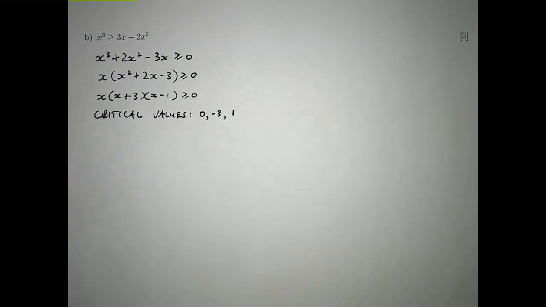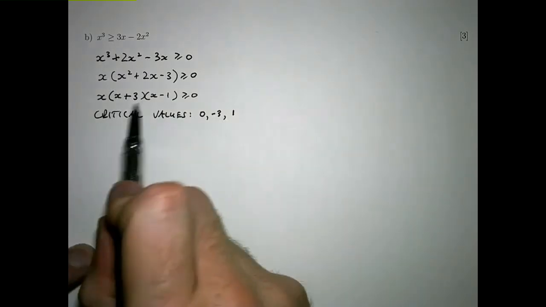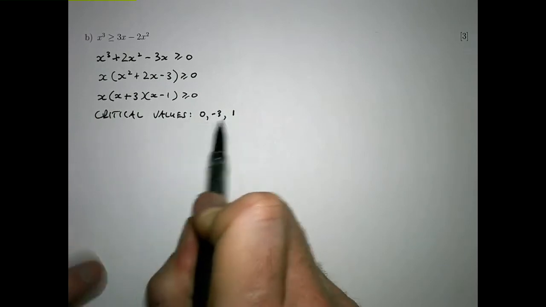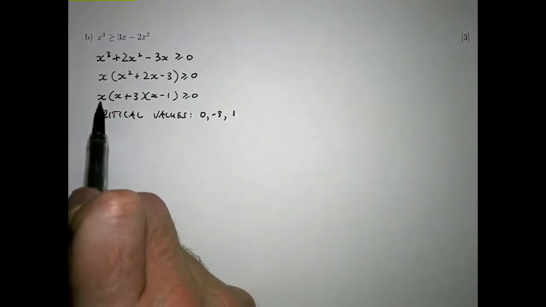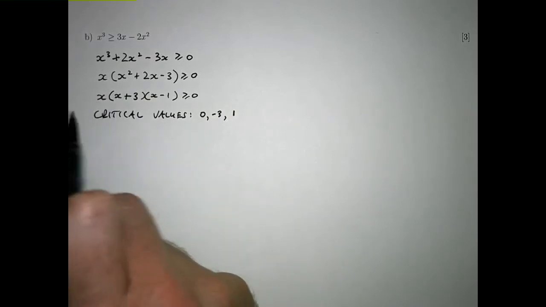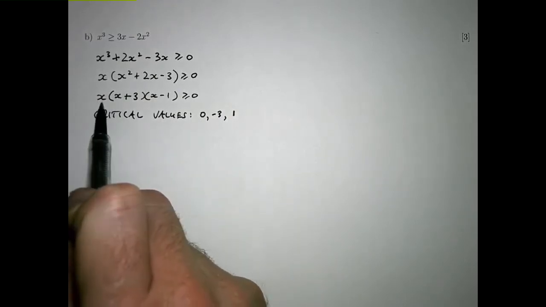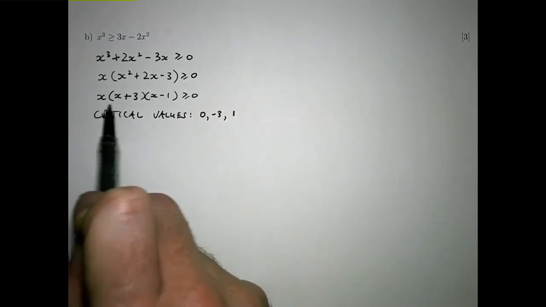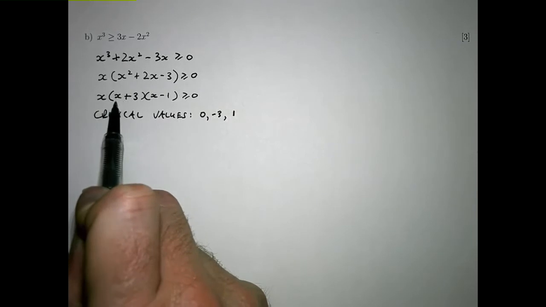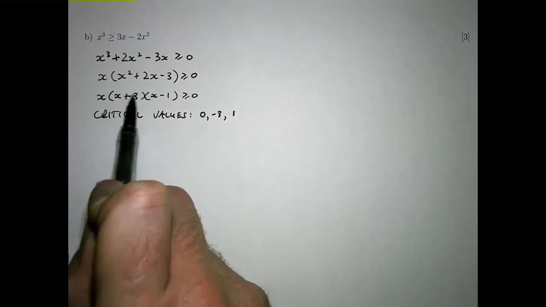Now, another thing that a lot of you did at this point was to simply say that, well, if this is greater than or equal to 0, then one of these must be greater than or equal to 0. That's absolute nonsense. Okay, what does this actually mean? This means that when you multiply these 3 things together, you get a value that is greater than or equal to 0. If one of them is 0, you get a value that is 0.